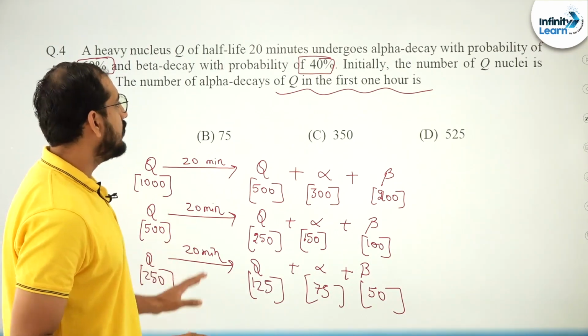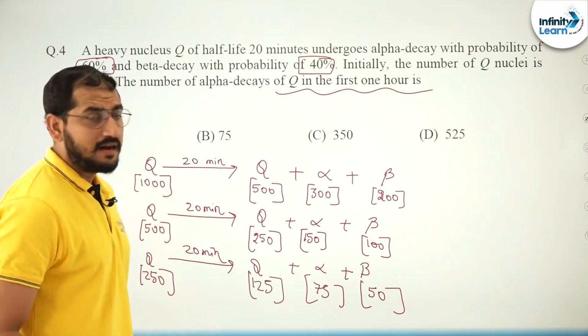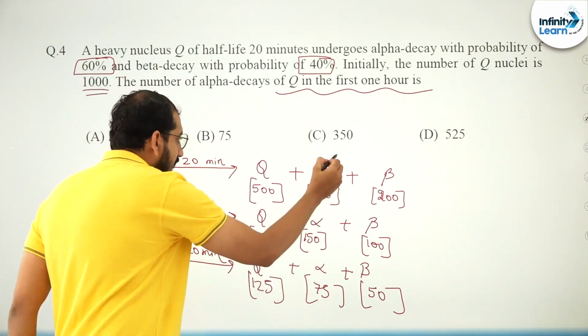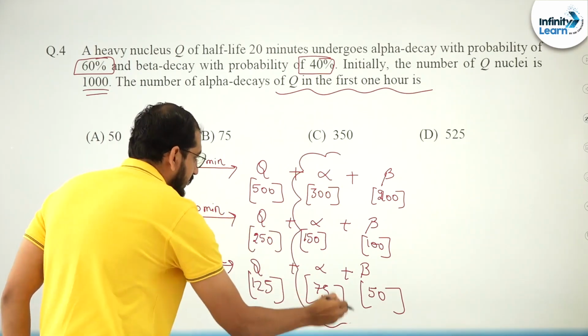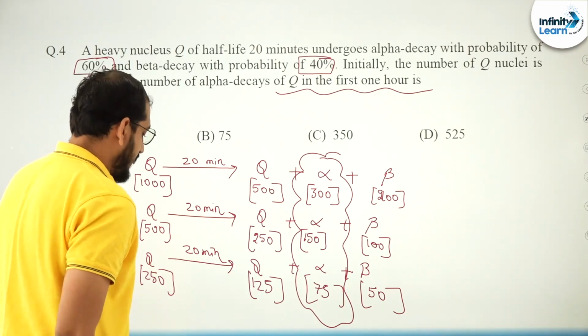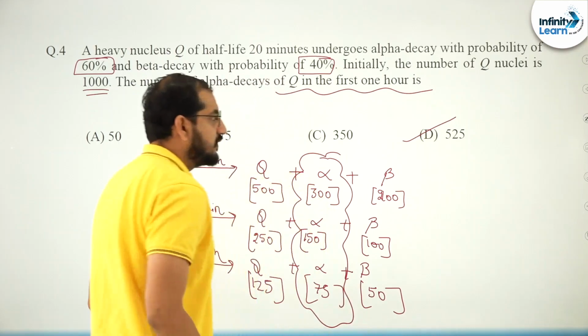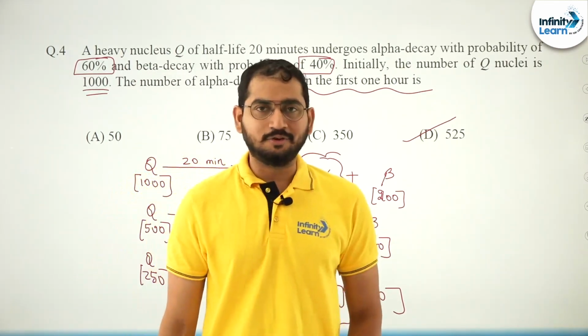I want to find how many alpha decays have happened, the total number of alpha nuclei. So if I add all these alpha nuclei, 300 plus 150 plus 75, I will get 525. So option D will be my answer to this question.